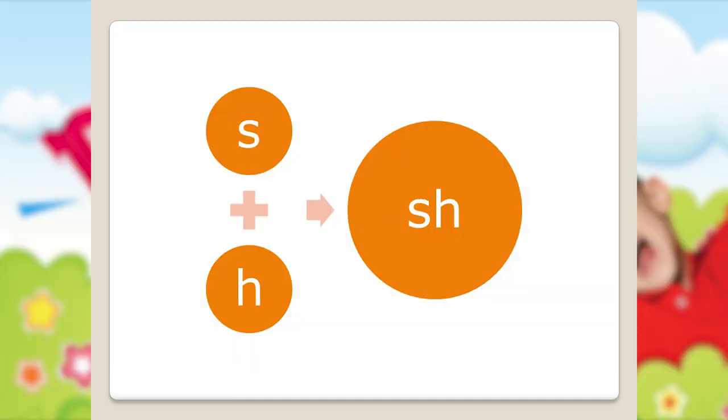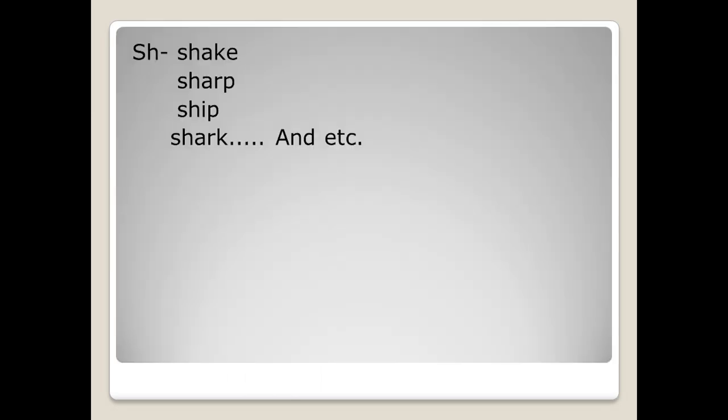Let us take the sh digraph as an example. S is a consonant letter, H is one more consonant letter, both the letters joined together and produce the sh sound. Like in the words shake, sharp, ship, shark.